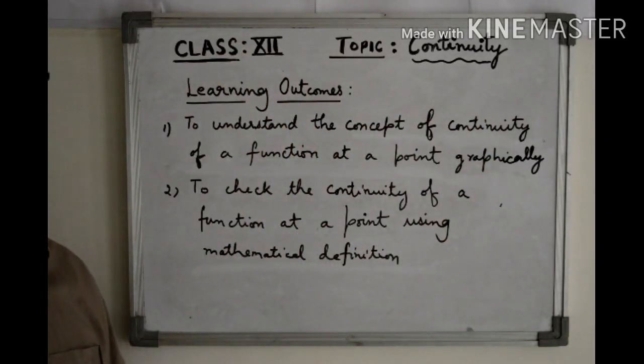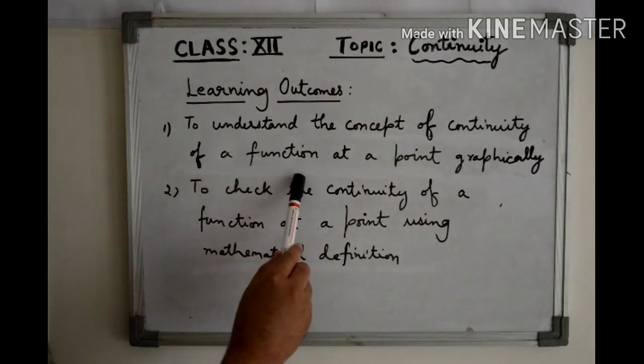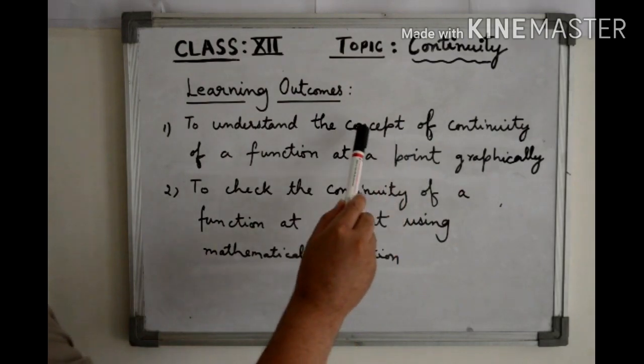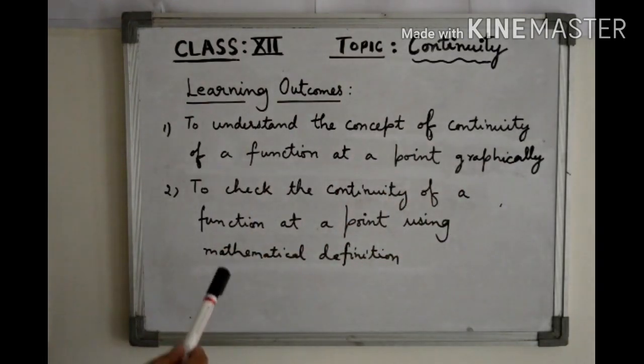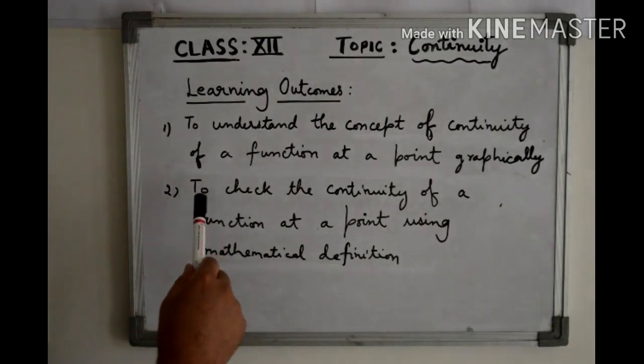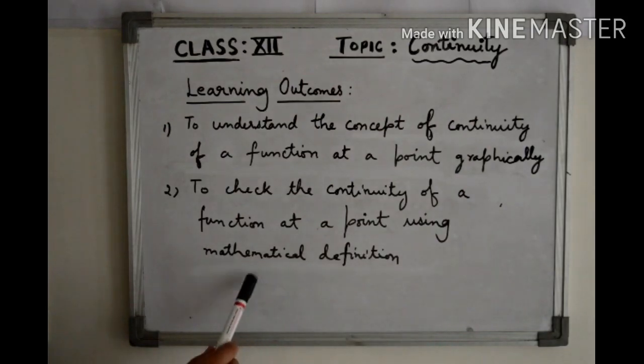The learning outcomes of this lesson are to understand the concept of continuity of a function at a point, the concept of continuity of a function at a point graphically, and in the later part of the class you will be able to check the continuity of a function at a point using a mathematical definition. So let us start.